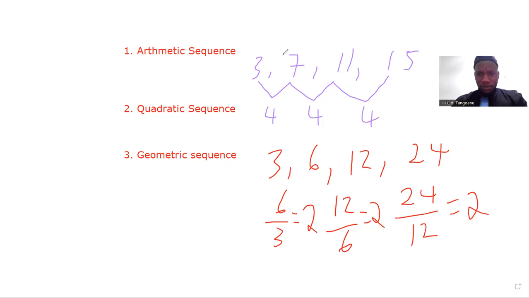Please be careful between these two. For this one, you take the differences. If the differences give you a constant, it's an arithmetic sequence. And for geometric, we take the ratio. If the ratio is constant between consecutive terms, then that's a geometric sequence, right?